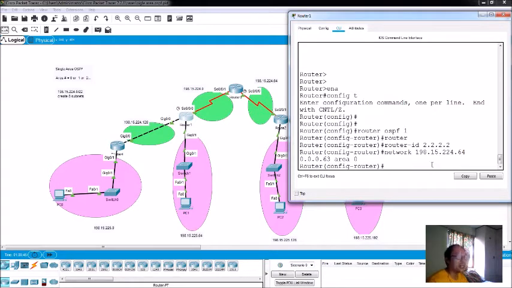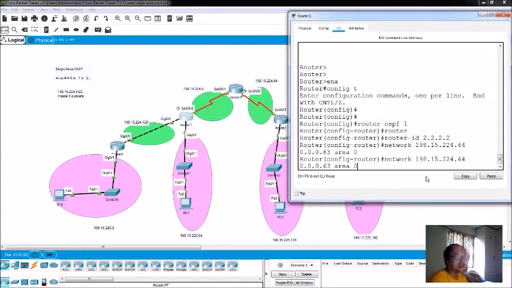So later you will see the difference between multi-area OSPF and single area OSPF, because multi-area is better to use as long as you know how to configure it. Okay, I hope it's not the microphone.